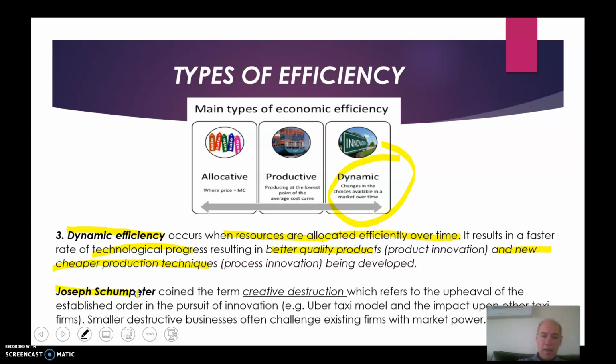Now, this is an economist name that you need to know, Joseph Schumpeter. He coined the term creative destruction. Basically that means there's been an upheaval in the market in the pursuit of innovation. A good example of this is the Uber taxi model, and think about the impact on other taxi firms. Smaller firms, chains of taxi drivers, went out of business because of the Uber model. Quite often you'll get these smaller businesses who come in and challenge existing firms' market power. A good example is Lidl and Aldi in terms of the supermarket model.